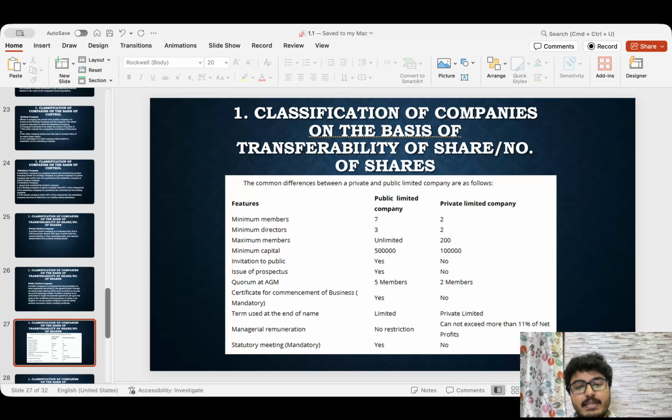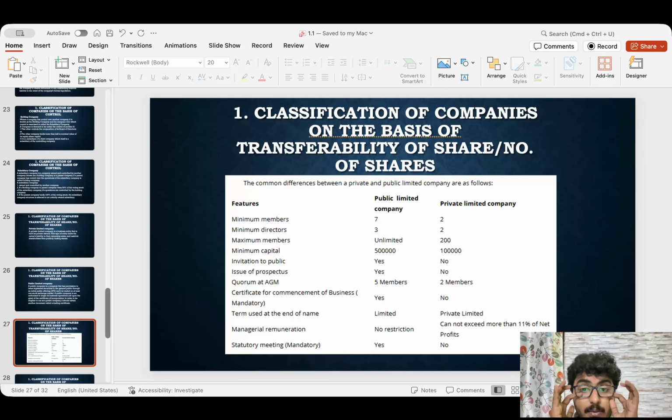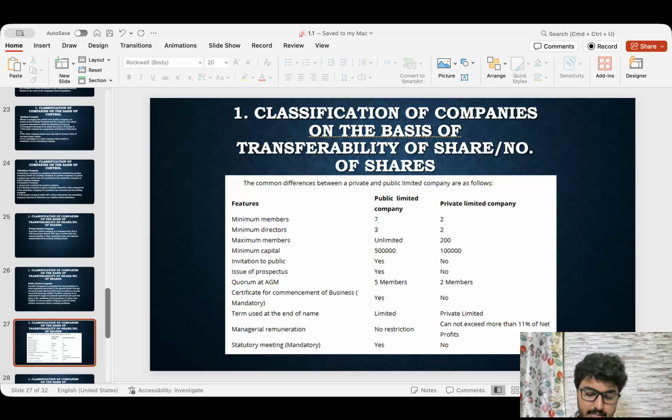In the public limited company, the minimum members is 7. In the private limited company, the minimum members is 2. Maximum members: for public limited it is unlimited, but for private limited it is 200. Minimum directors: in the public limited the number of directors is 3, and in the private limited it is 2.